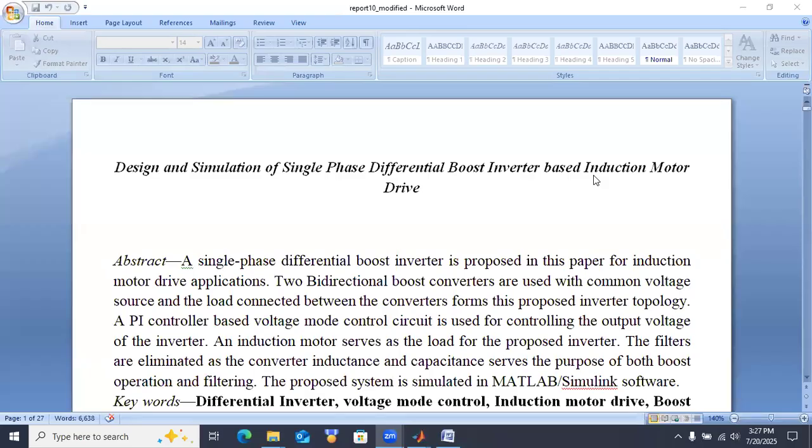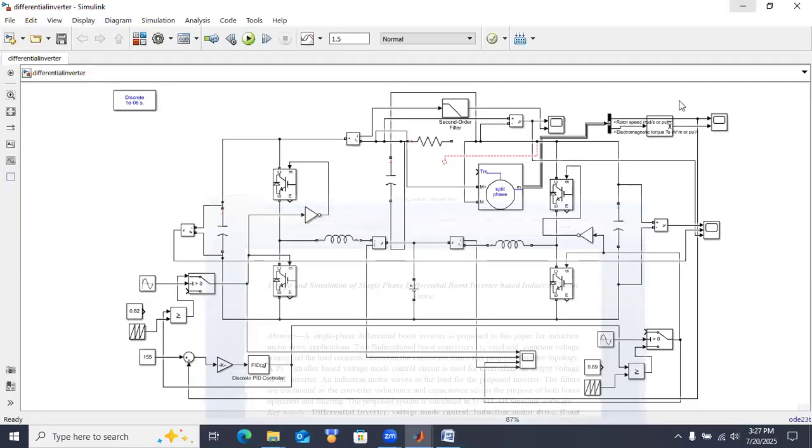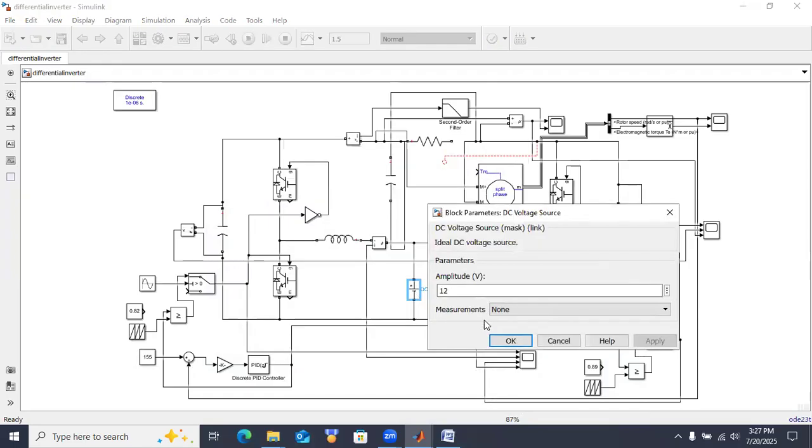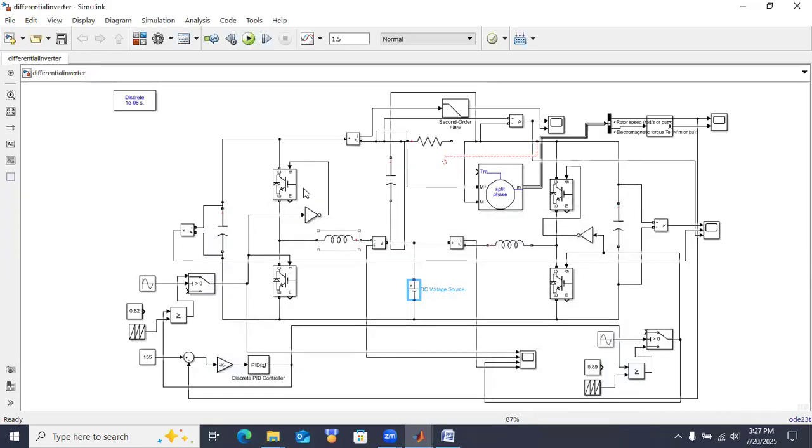In this, we will see about the design and simulation of single-phase differential boost inverter for induction motor drive. In this, we are using a differential boost inverter for driving the induction motor. And here in the input voltage source, we are providing 12 volt.